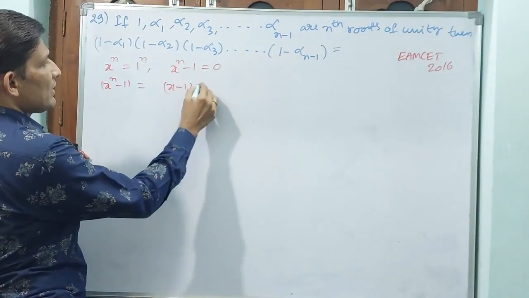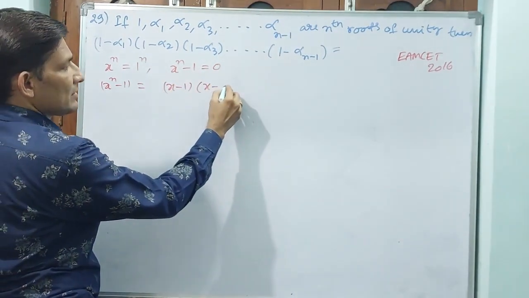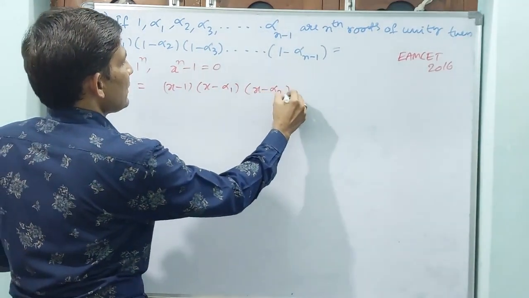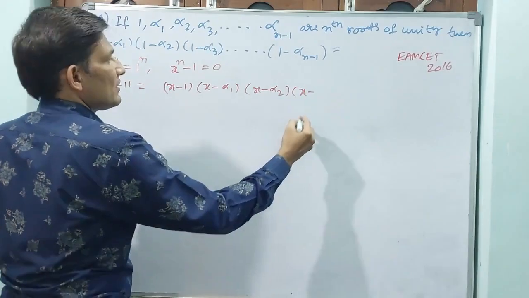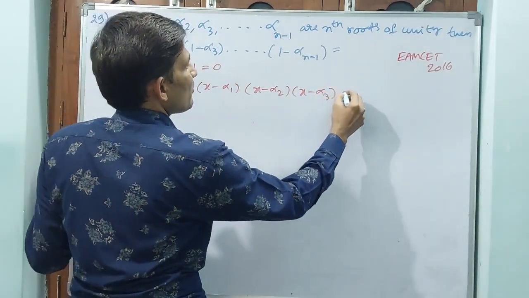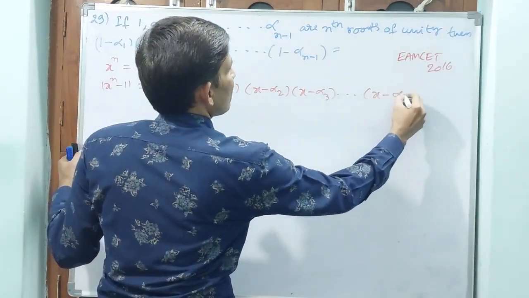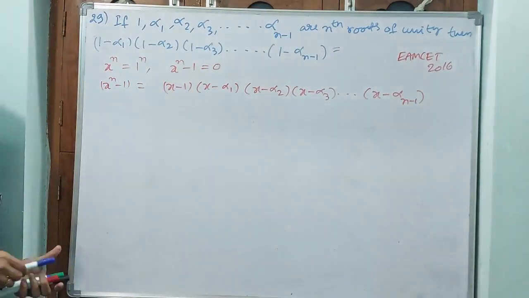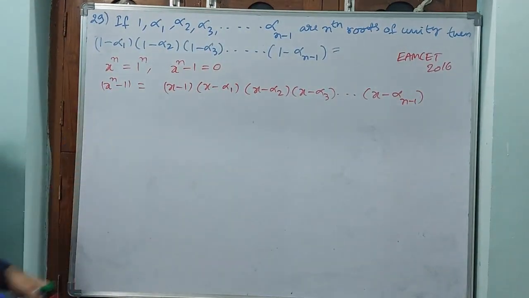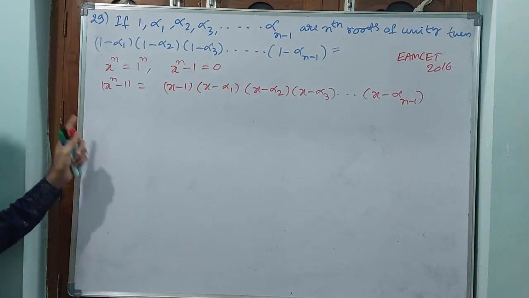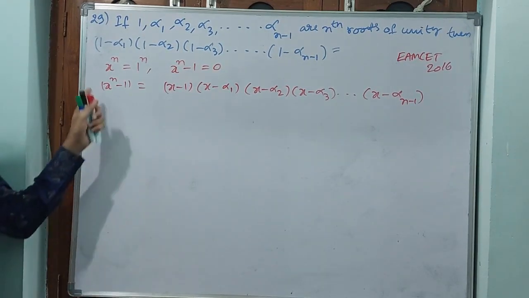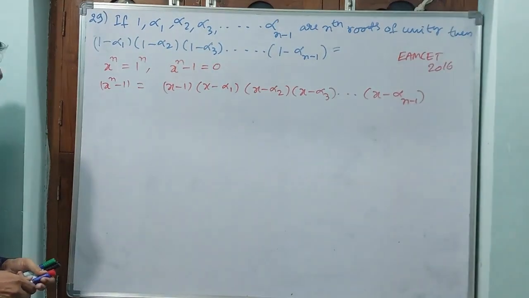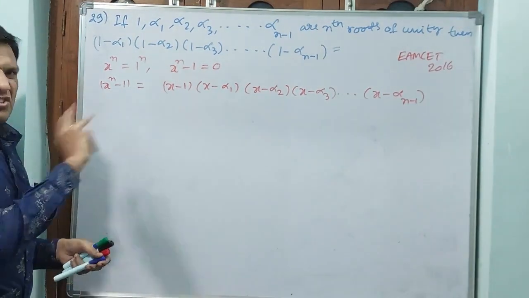x minus 1 will come, then x minus alpha 1 will come, then x minus alpha 2, then x minus alpha 3, up to x minus alpha n minus 1 will come. These are the roots, definitely. Why? Because we don't know what n is. n may be 3, meaning cube roots, 3 roots. n may be 5, the 5th roots. Cube root means only 3 will come.